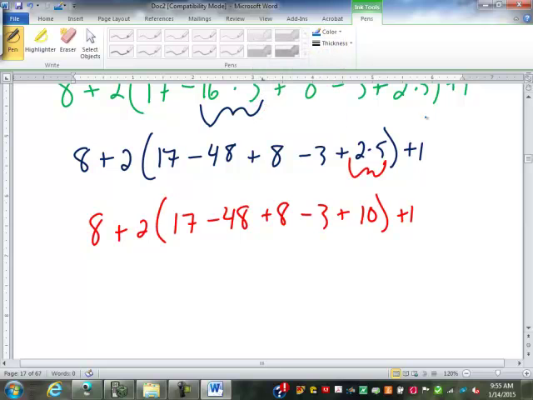Normally what I do, especially since I can erase really easily on here, is I just write out the problem and I erase and replace pieces. But I realize in your notes you need to see the steps, so you're going to have to write it out.